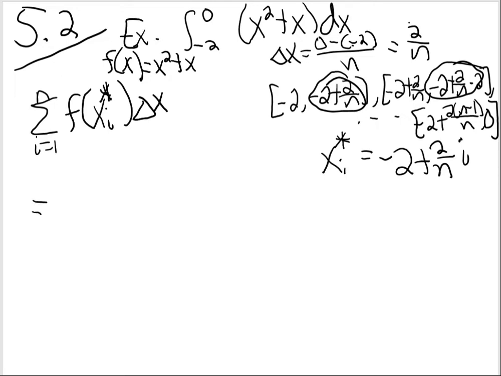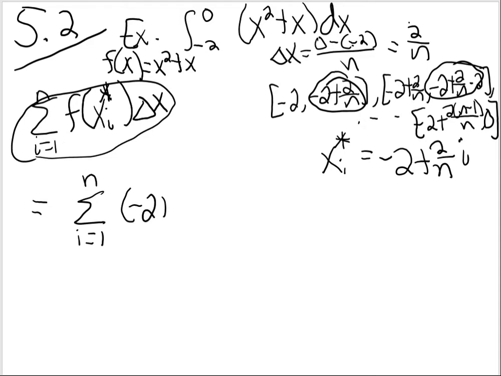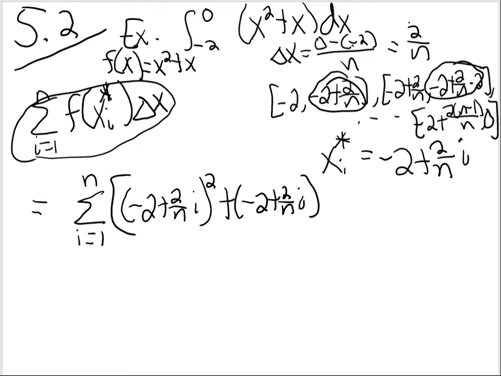Okay, so then this sum we want to evaluate, that's going to be the sum i equals 1 to n of negative 2 plus 2 over n i quantity squared plus negative 2 plus 2 over n i. And that's all being multiplied by our little width we have of 2 over n.